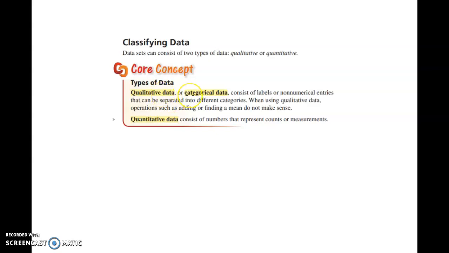Qualitative data, which is sometimes called categorical data, consists of labels or non-numeric values, so no numbers, that can be separated into different categories. So eye color or types of animals, things like that. When using qualitative data, things like adding them together or finding a mean do not make sense. All right, and then we have quantitative data, which consists of numbers that represent counts or measurements. So finding the average would make sense, your height, your weight, that sort of thing.